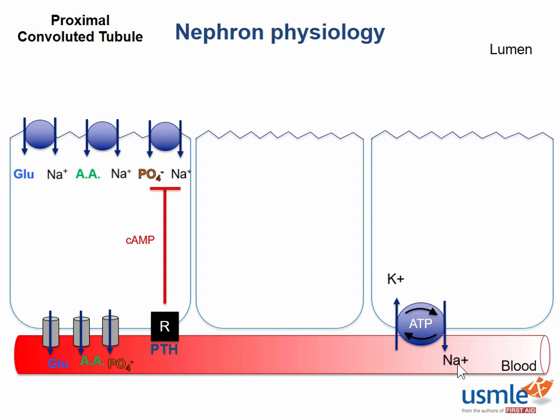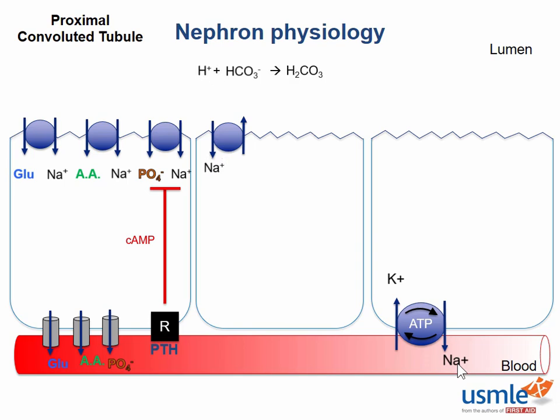Another important function of the PCT is to absorb filtered bicarb that would otherwise be lost in the urine. The problem, though, is that bicarb does not have a designated transporter like we have seen previously. For bicarb to be reabsorbed, it must first be turned into CO2, which is a small, nonpolar molecule that can easily pass into tubular cells by simple diffusion. Filtered bicarbonate combines with a hydrogen ion that is pumped into the tubular lumen by a sodium H+ antiporter.